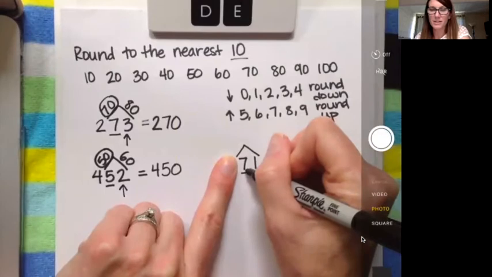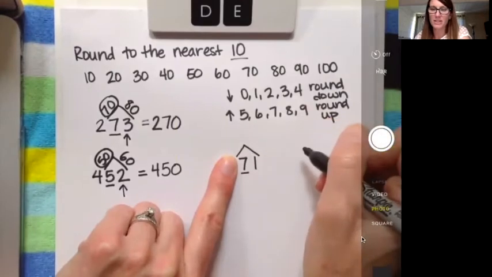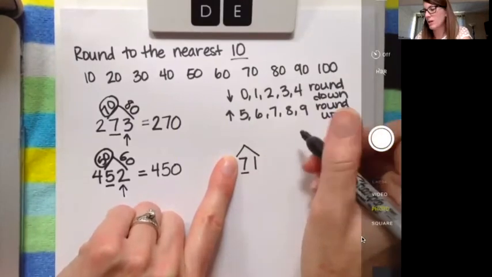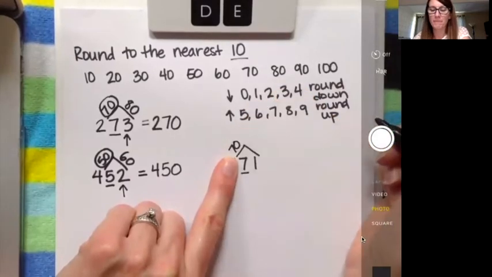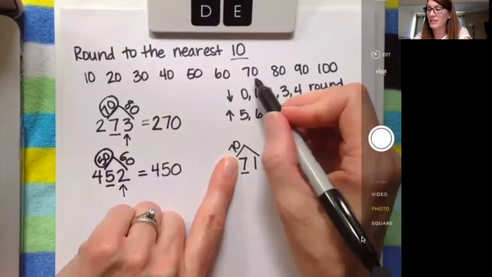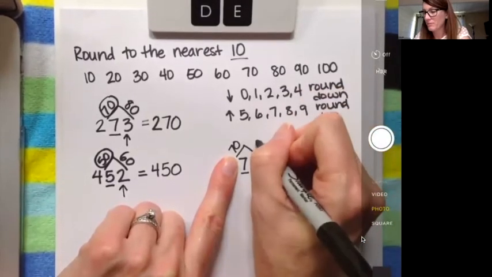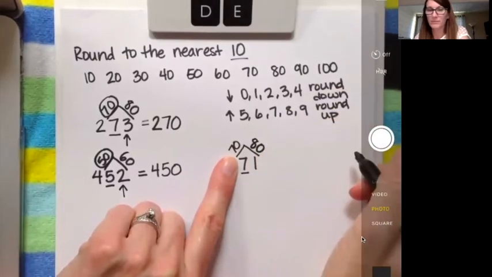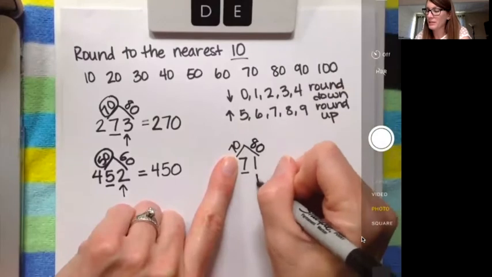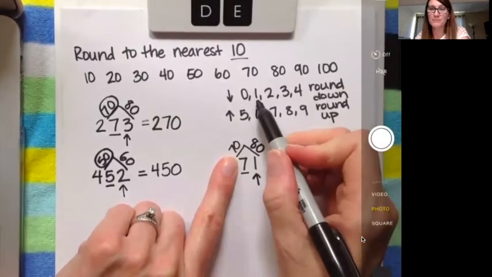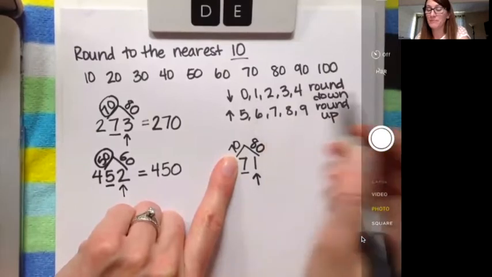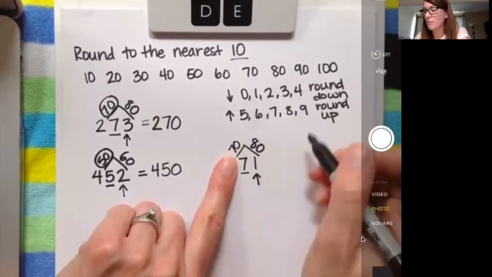All right. I've got 71. What's the 10 before 71? That's right, it's 70. What's the 10 that comes after 70? If I need to, I can look up here. Oh, 80. Now I'm going to take a look at my ones place. Does 1 tell me to go up or down? It tells me to go down, right? So that tells me I'm going to circle my smaller number.